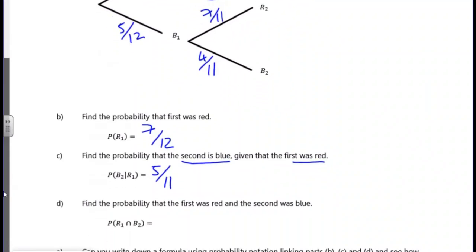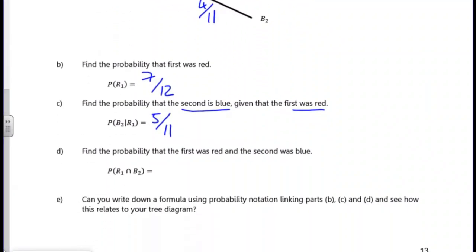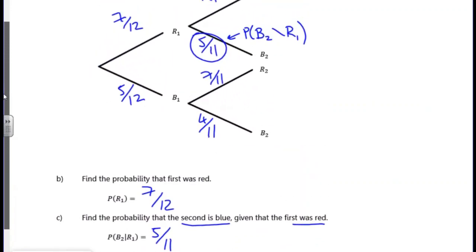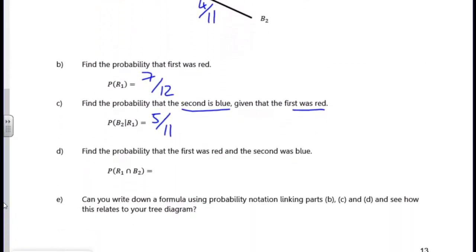That bit messes with people's heads, to be fair. So then it says find the probability of R1 and B2. So R1 and B2 is just going to be 7 over 12 times 5 over 11. There. Right then.